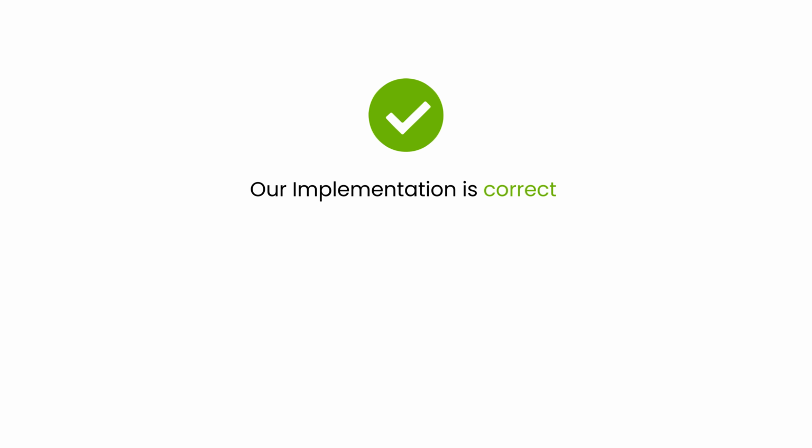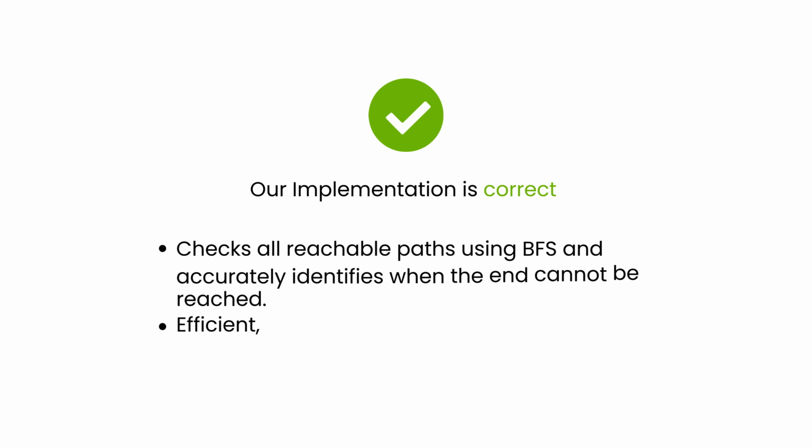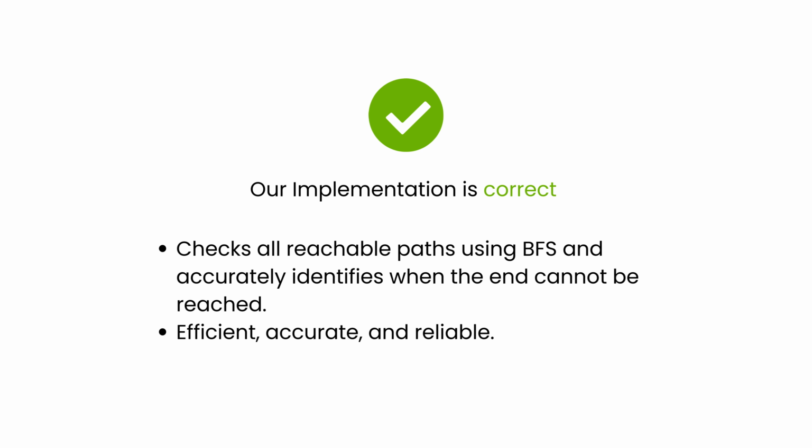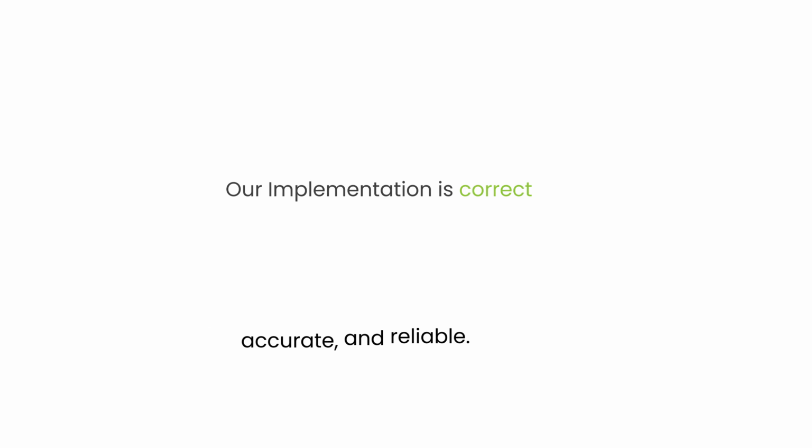Wrap up. So, our implementation is correct. The algorithm successfully checks all reachable paths using BFS and accurately identifies when the end cannot be reached. Efficient, accurate, and reliable. Jump game.